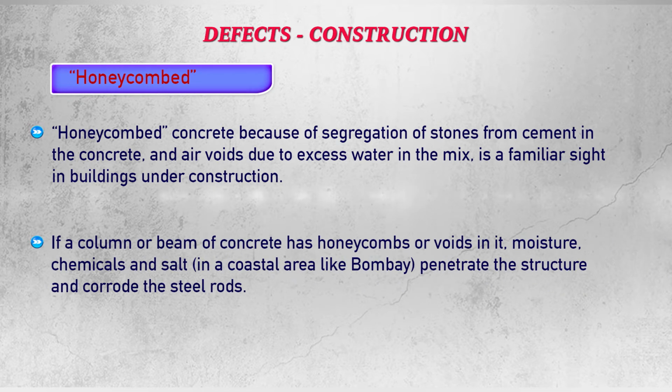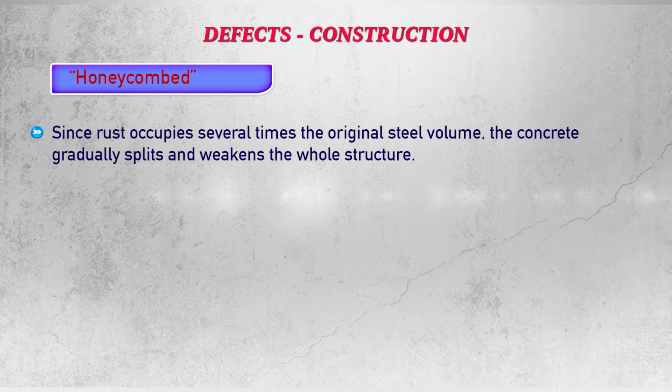If a column or beam of concrete has honeycombs or voids in it, moisture, chemicals and salt penetrate the structure and corrode the reinforcing bars. Since rust occupies several times the original steel volume, the concrete gradually splits and weakens the whole structure. Because you know that on rusting, the volume of steel increases many times.